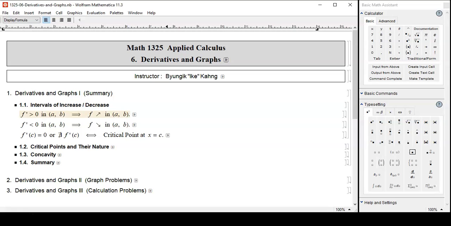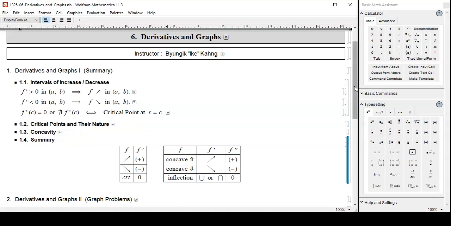Here's one. When the derivative function is positive, then the original function increases. When the derivative function is negative, then the original function decreases. If the derivative hits 0, then we get something called a critical point, which we will consider a bit later. And by the way, here's a summary. Look at the first table here. The original is increasing when the derivative is positive. Original is decreasing when the derivative is negative. It's not too difficult to remember. Positive means up. Negative means going down.